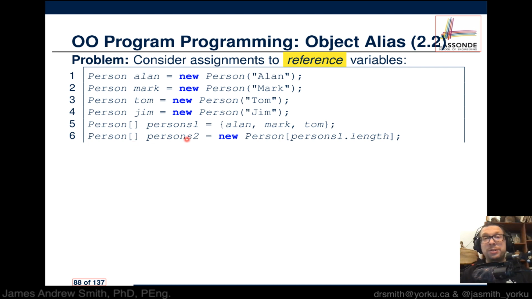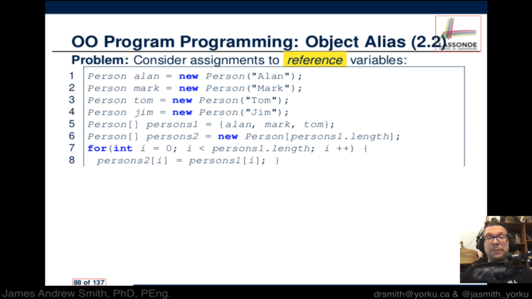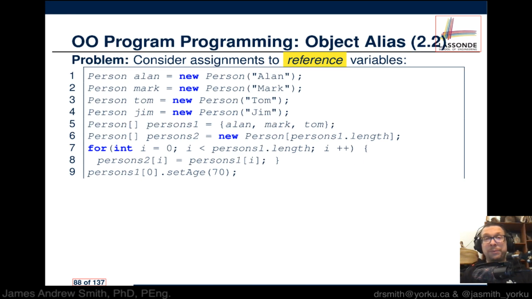Then I say persons2 is a new array of type person, which is basically empty, but it will have the same length as persons1. That's what this does right here. Then I'm going to fill it, just like what I did in the last example. Each element in persons2 is going to be assigned the object from persons1. So it'll be Alan, Mark, and Tom that will be in persons2 when the for loop is done.